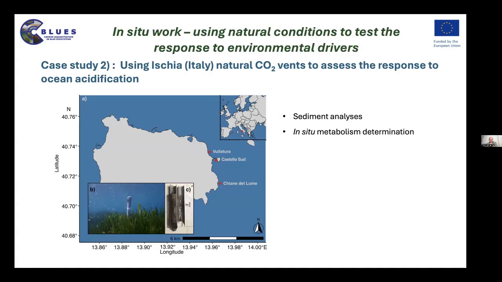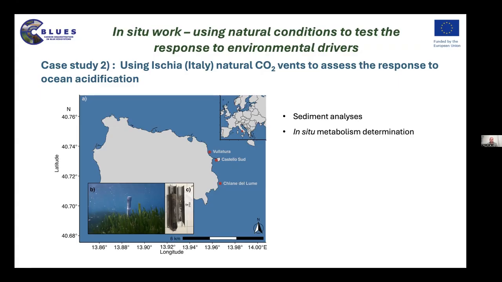Another way that we have been trying to test the response of communities to different drivers in situ is to use what we call natural analogs. In that case, we work in Ischia in Italy. It's a site near the city of Naples, where there is CO2 bubbling from the seafloor. So there are CO2 vents of volcanic origin.